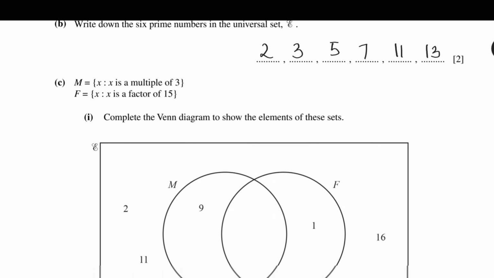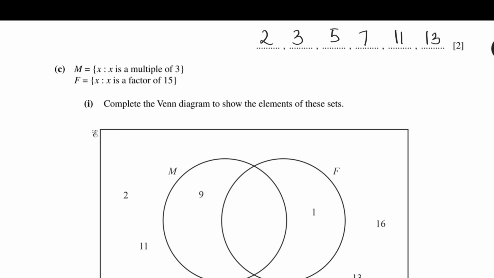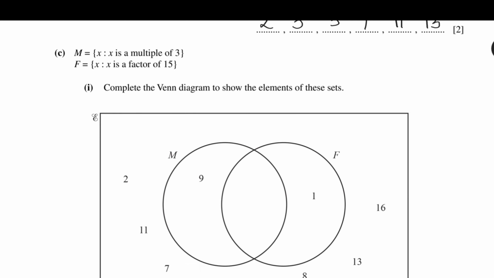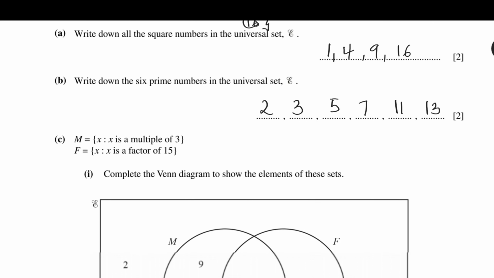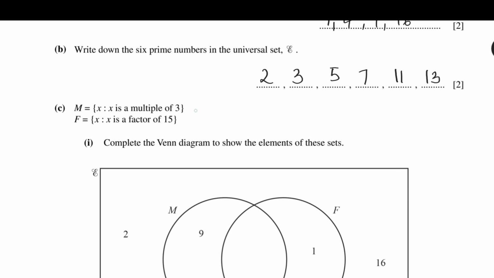Moving on, this is question C, and it's saying that we now have a subset within our universal set. Subset M is a set of all x's such that x is a multiple of 3. So we need to go back to our universal set and look out for the multiples of 3 within that set. Remember, the very first multiple of any number is the number itself. So the first multiple of 3 will be 3. Next, 6, 9, 12, and finally 15.